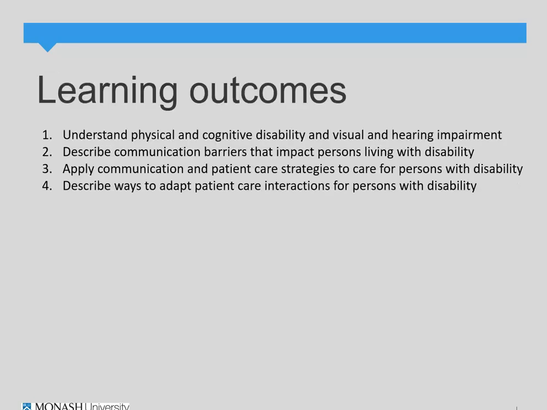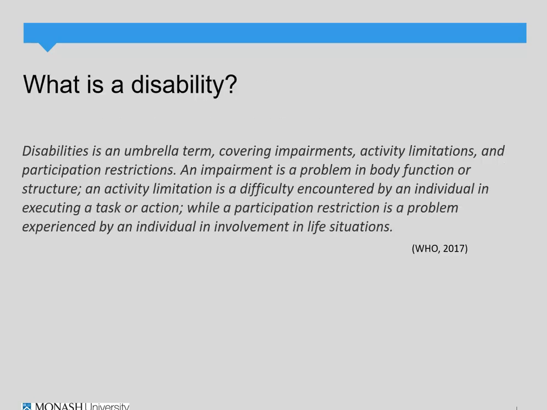At the end of this, you should be able to understand physical and cognitive disability and visual and hearing impairment. Describe communication barriers that impact persons living with disabilities. Be able to apply communication and patient care strategies to care for people with a disability. And describe ways to adapt patient care interactions for a person with a disability.